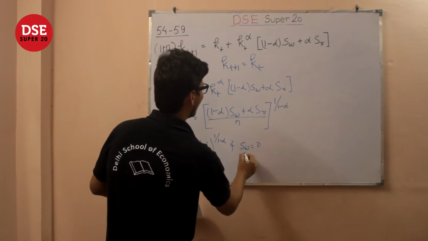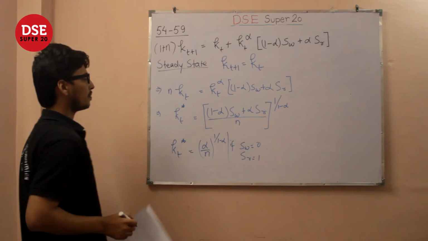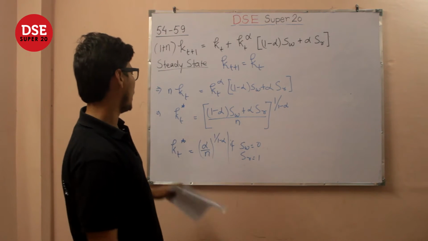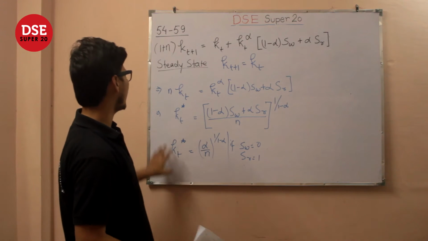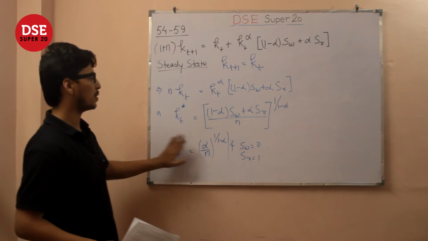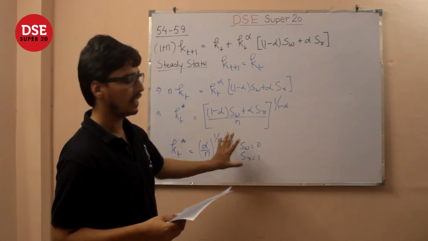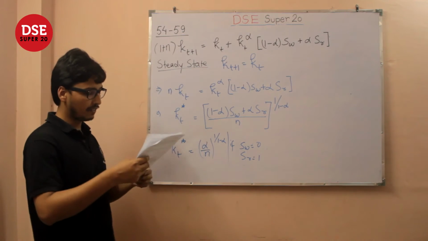Now this is if SW is equal to 0 and SR is equal to 1. So in this case, this is the steady state. To find out how kt star would behave if alpha would change, we would differentiate it with respect to alpha, and we would find that we get a negative expression. So that's all we have to do for question number 54.